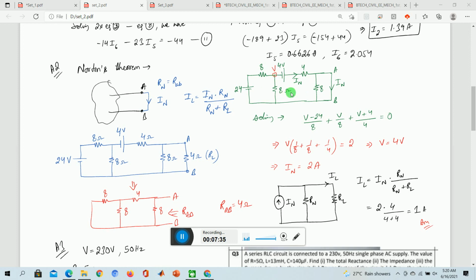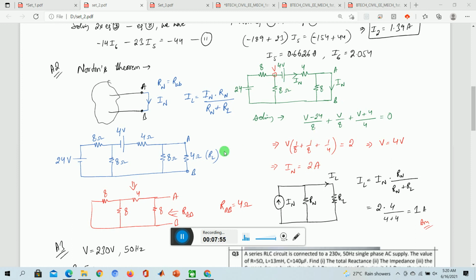So in this problem, we just use node analysis here and get V minus 24 by 8, V by 8, V plus 4 by 4. Because this 8 ohm is meaningless as it is short circuit. Get the value of V, get the value of IN, that is 2 ampere.